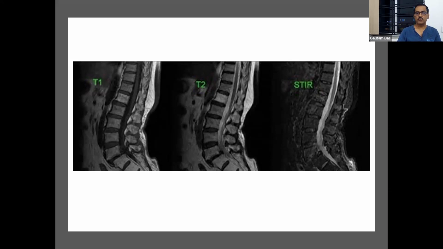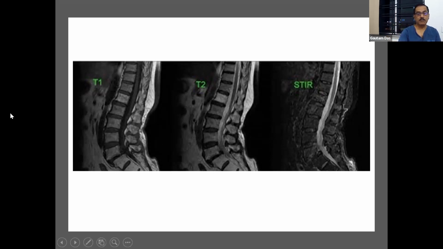In T1, which structures look white? It is the fat. Any tissue which has a lot of fat will look bright white. Like you see here, subcutaneous fat, it is looking very bright white. It is your epidural fat. See, epidural fat is also looking bright white. And which structures will look black? The structures which don't have any fat will look black.